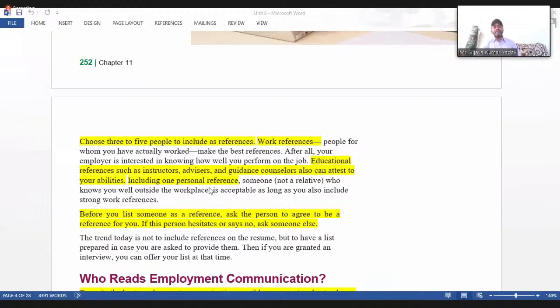In a personal reference, you can write the name of a person who is outside the workplace, wherever you are working. That person is not involved there. That may be any social worker. That person who is outside the workplace is called a personal reference.